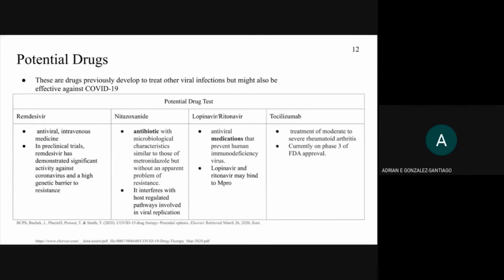We have tocilizumab, which is a treatment usually used for rheumatoid arthritis, but it has been found that it can be used as an anti-inflammatory to treat the pneumonia caused by this disease. You can pass the slide.